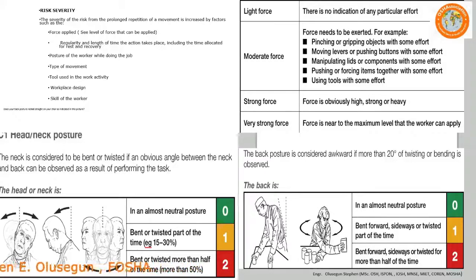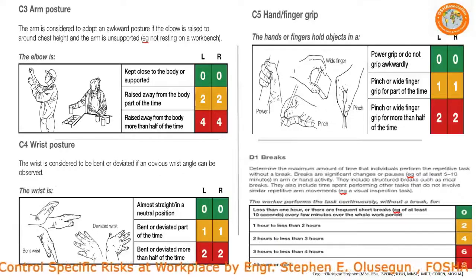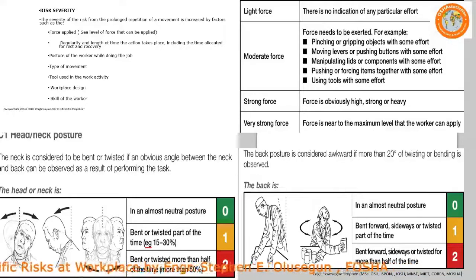Even ordinary, the next is considered to be the bend and twist, if an obvious angle between the neck and the back is observed as a result of performing the task. See this work you are doing. See this man, the way he's doing this work is not straight. He is twisting, either to the left or to the right. Any work you are doing that you cannot position your head correctly can give rise to risk.